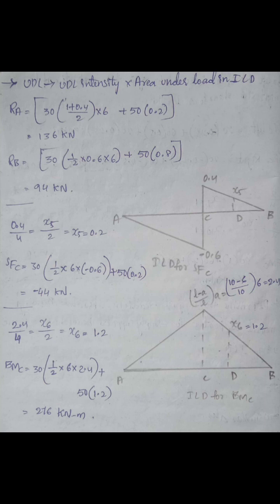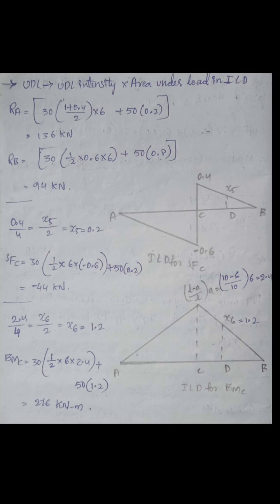In the same way we can draw the ILD for bending moment. Next, ILD for bending moment at C. For that, first of all we need to draw the ILD for the unit load case. We know that the maximum bending moment at the top is (L minus a) by L into a. a is the distance from the A support, the left support, and L minus a is the right side.